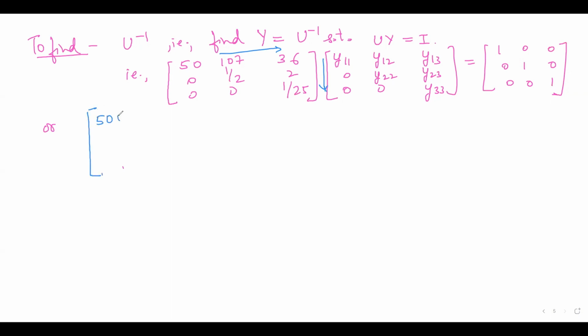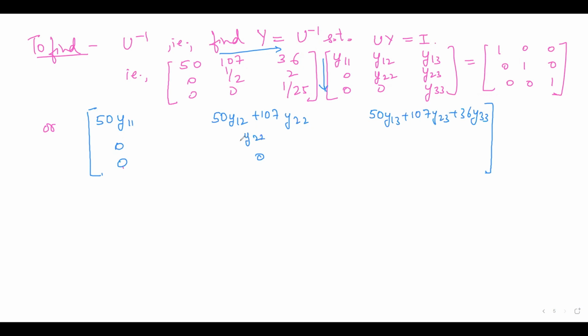So I'll get 50 y11 with this, and then this with the second column. First row with the second column will give me 50 y12 plus 107 y22. Then first row with the third column, 50 y13 plus 107 y23 plus 36 y33. Then second row with the first column, I'll be getting 0. This is also 0, because these are two upper triangular matrices. You can cross check.